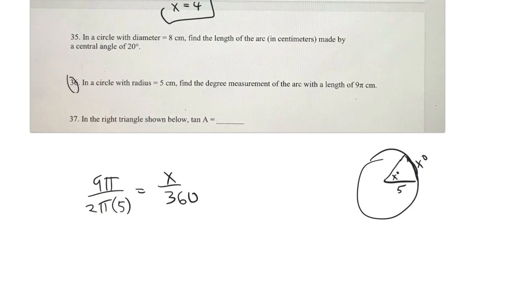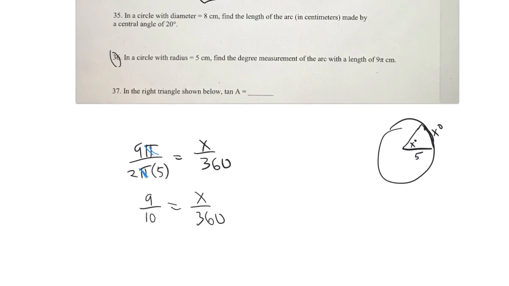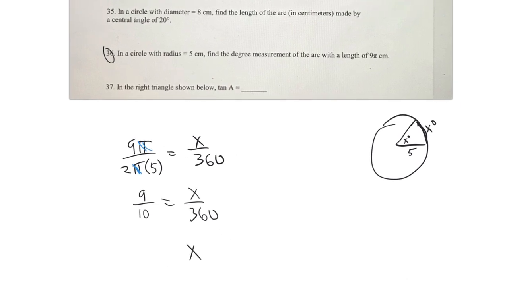At that point, the pi's would cancel, which is great. We would end up with 9 over 10 equals x over 360. At that point, we could multiply both sides by 360, and what you would get at the end of the day is 324 degrees. Okay, so this is not drawn to scale. Okay, so that's that. Let's see, looking at problem number 37.